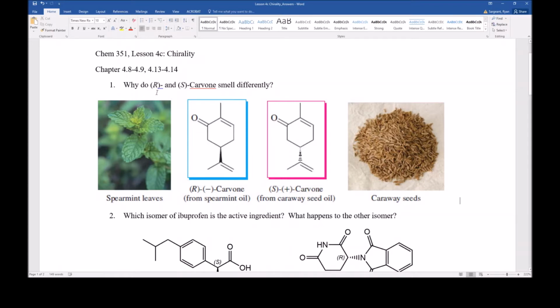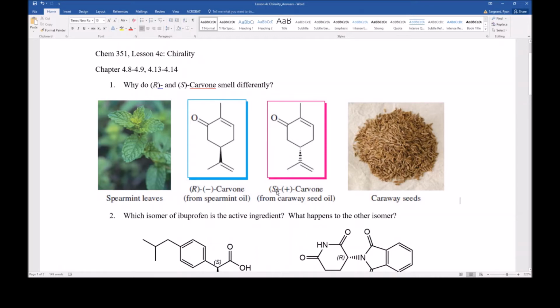This first question asks us about two different compounds. They are enantiomers of each other. So that means they're stereoisomers that are non-superimposable mirror images. That's the technical definition of an enantiomer, or kind of the working definition of an enantiomer: they are compounds where I've switched all of their chiral centers. And there's only one chiral center in these compounds.